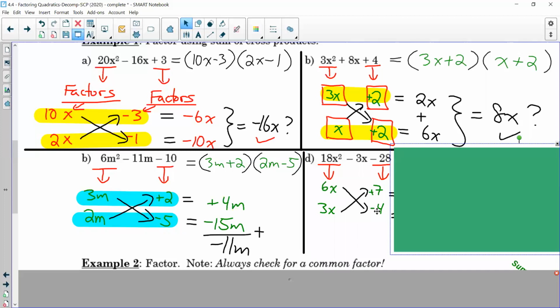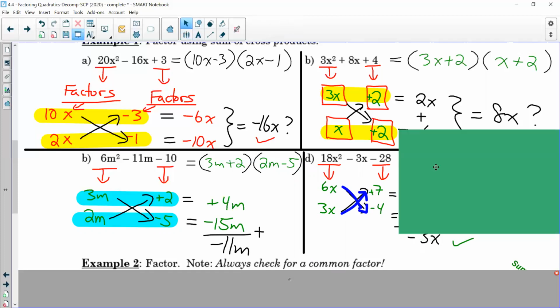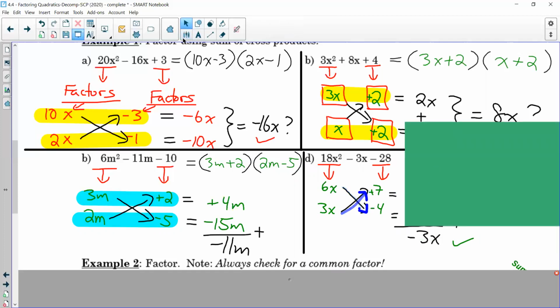Now, it could have been negative 7 and positive 4, but again, you want to be able to do this crossing technique so that when you get your sum results, the sum is actually negative 3x. And why negative 3x? That's coming from here. So you're using all three of the terms: the negative 18x squared to get these two factors, the negative 28 to get these two factors, and the sum of the results of the crossing and the product there is supposed to be negative 3x.